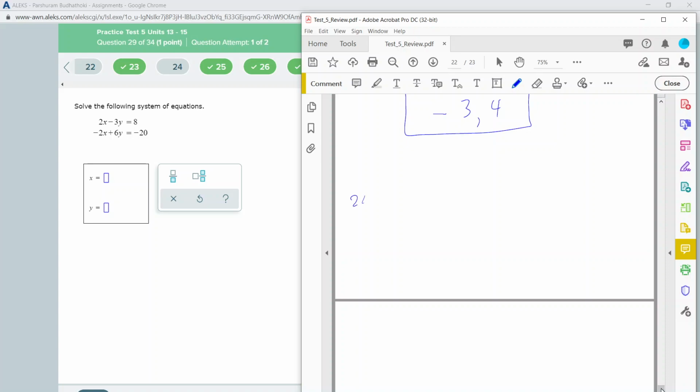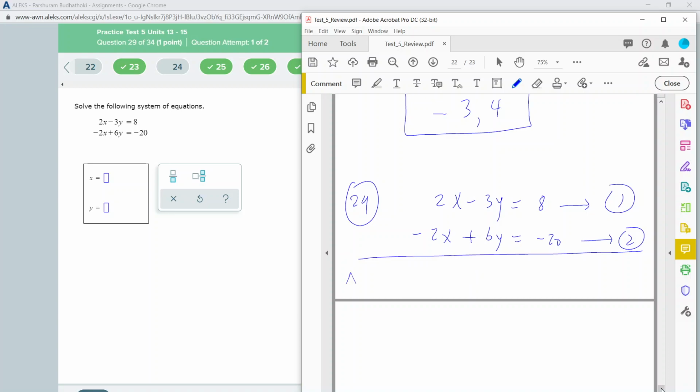2x minus 3y equals positive 8. Negative 2x plus 6y equals negative 20. If I add these two equations, the x terms will be cancelled out, and here it will be 3y equals negative 12. If I just divide both sides by 3, y equals negative 4. That's my solution for y.